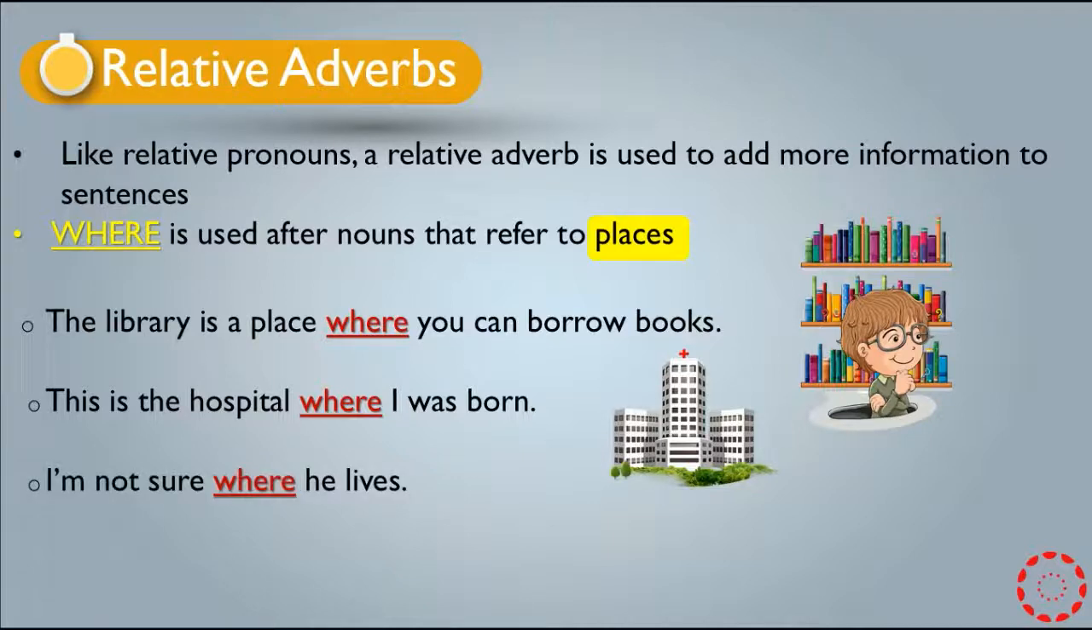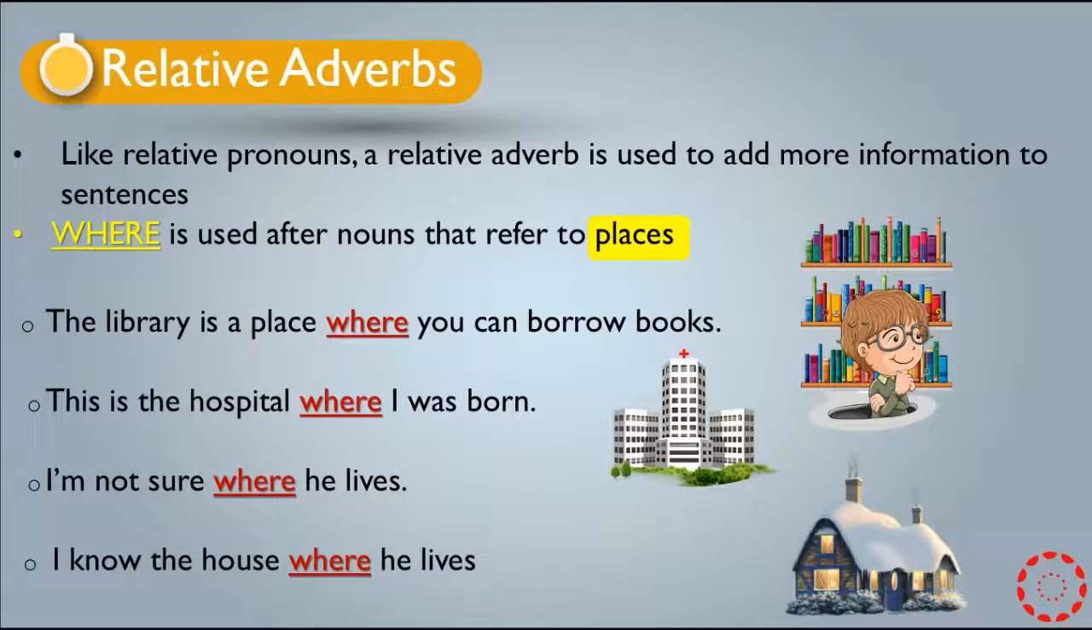I am not sure where he lives. In the sentence, I am talking about where he lives. Because the sentence refers to some address, for example, a house or somewhere, that's why I used where instead of who. I know the house where he lives. Again here, we have the house. That's why I used where instead of who.